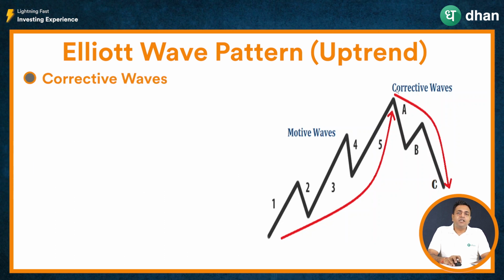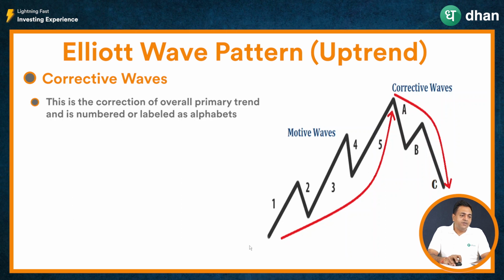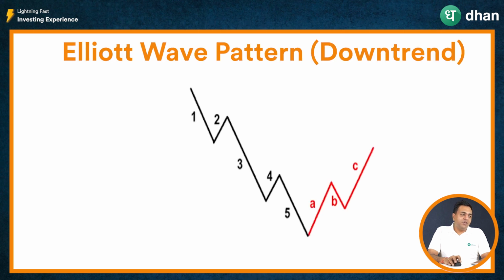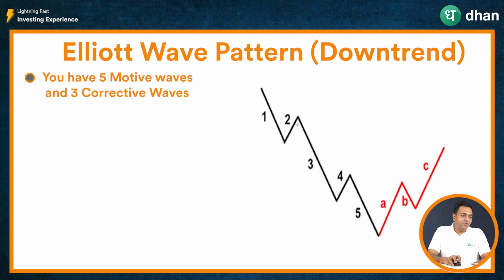Coming to the next part, that is your corrective waves. This is a correction of the overall primary trend and is labeled with alphabets A, B and C. So just to summarize, the Elliott wave pattern is typically an 8 wave pattern where the first 5 waves are known as your motive waves and behave as the primary trend, and the remaining 3 waves are known as your corrective waves. In the case of a downtrend as well, the same principle applies. You have 5 motive waves, 1, 2, 3, 4 and 5, and then a correction of the primary downtrend, that is your corrective waves A, B and C.